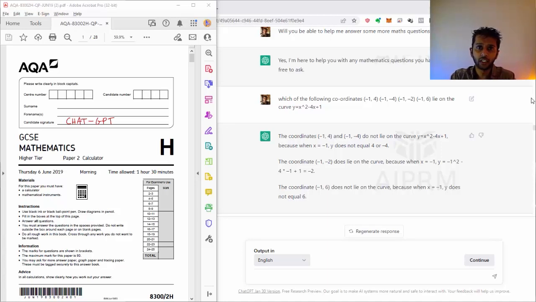Today we're going to get Chat GPT to attempt a GCSE Maths paper. If you haven't already watched the first video, make sure to click the link over there where Chat GPT attempts paper 1 of the GCSE, and you can see how Chat GPT gets on there. Today we're going to have a go at paper 2, which is a calculator paper. The paper that we're going to be doing is the paper from the 6th of June 2019. It's the higher AQA paper.